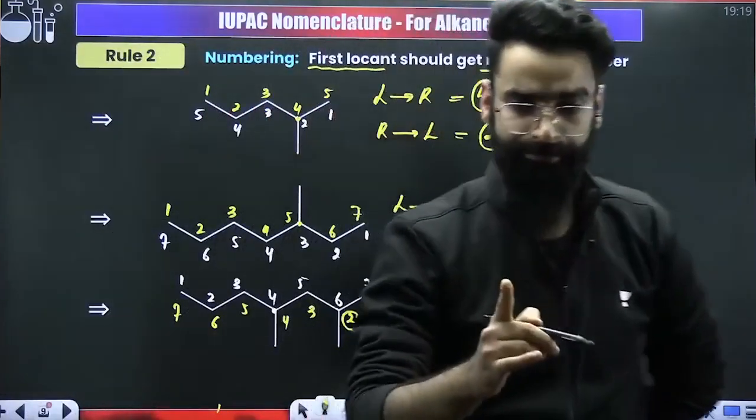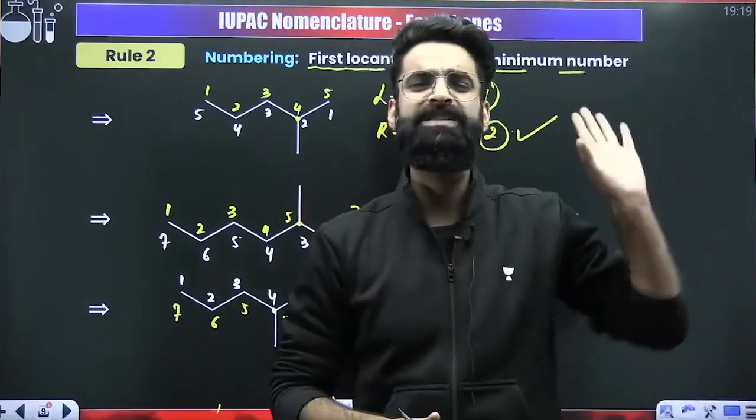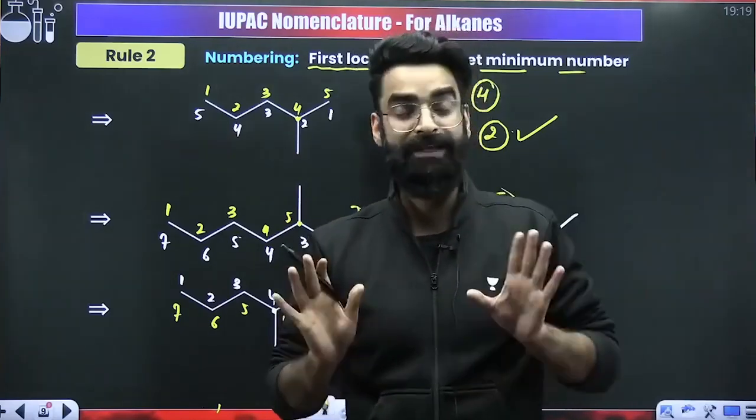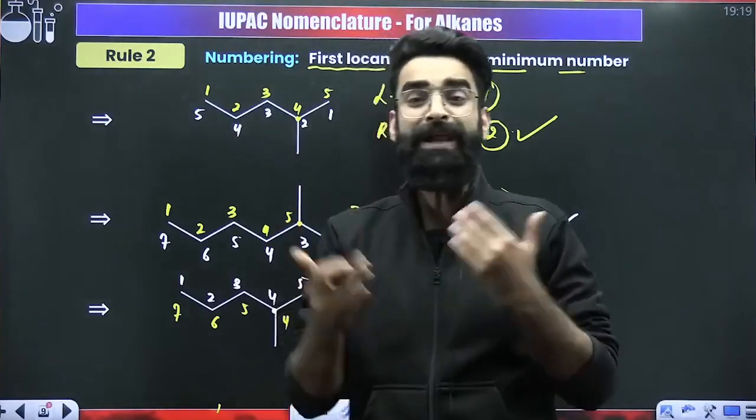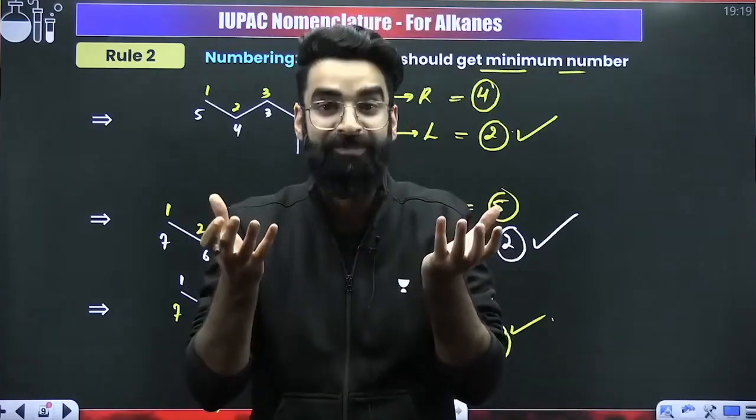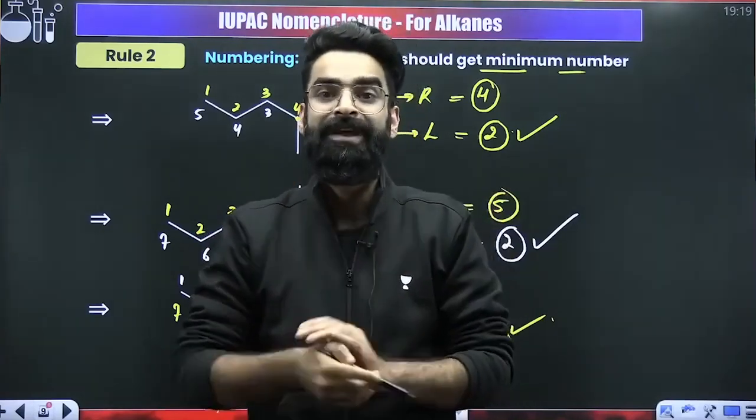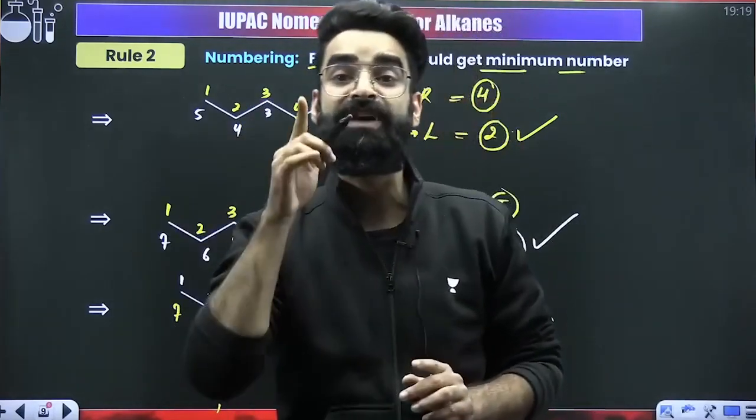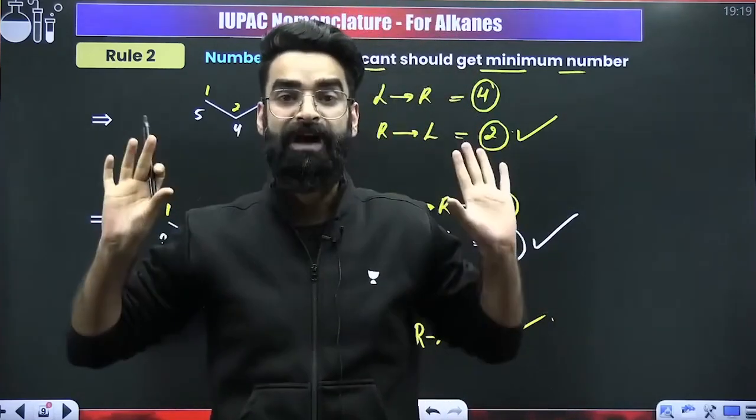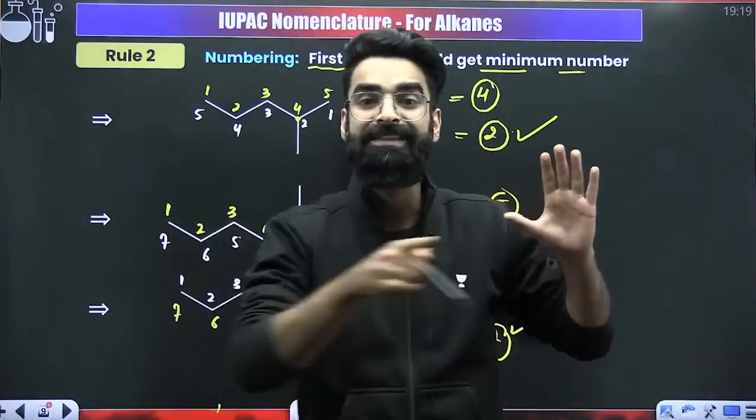So my dear students, number one, try to understand. First of all, you have to select the longest possible carbon chain in the compound. Now, if you are able to select more than one longest possible carbon chain, then prioritize that carbon chain which contains more branches. Once you are done selecting the longest possible carbon chain, you will have to do the numbering of the carbon atoms in the chain.